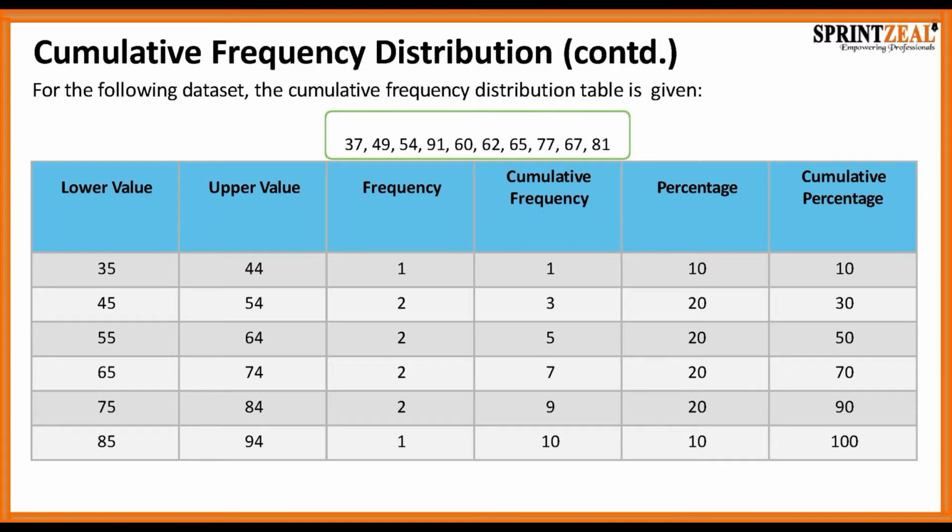37, 49, 54, 91, 60, 62, 65, 77, 67, and 81. This will allow us to have a lower value and upper value, the frequency, the cumulative frequency, the percentage, and ultimately the cumulative percentage.